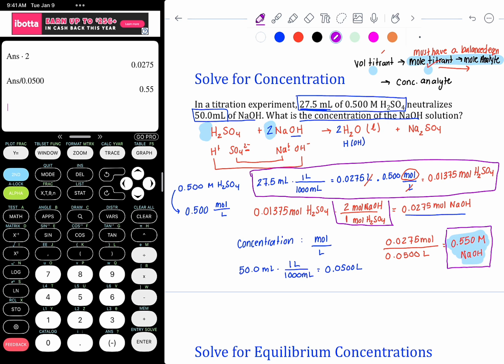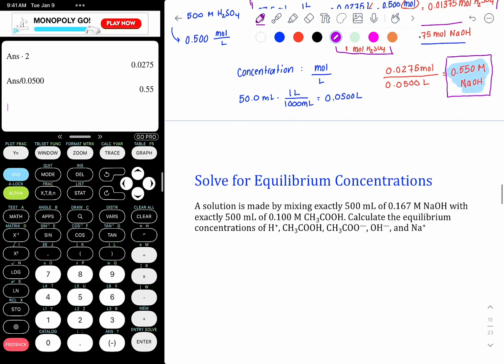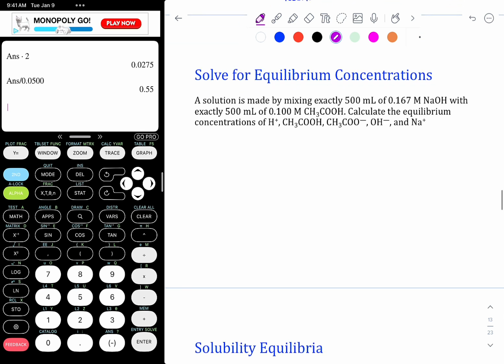Our next problem is one that you will see in your homework, and it may look tricky at first, but as long as you set it up the same way we have it set up here, it's going to work out for you. It does take a few steps, but they're not anything that we haven't done before. There's just one caveat, I'll say, on how we're going to use our ice tables for this problem.